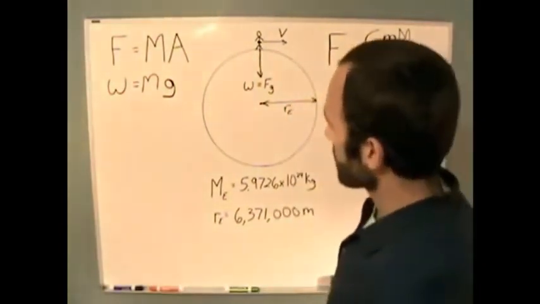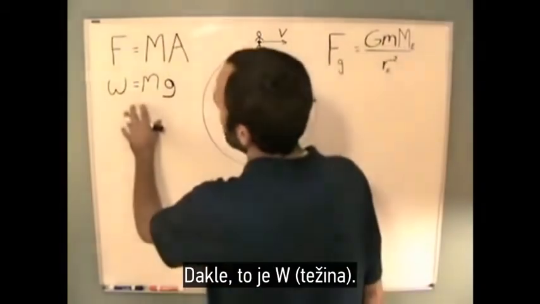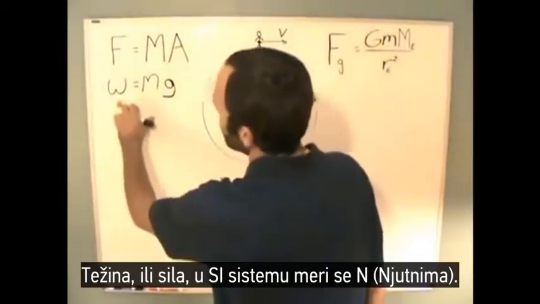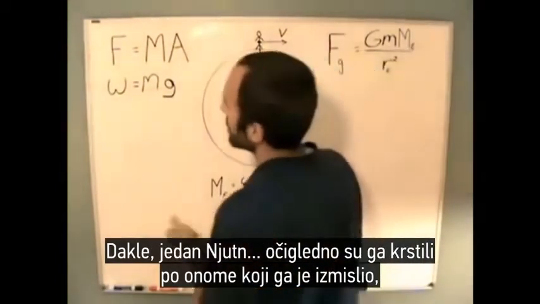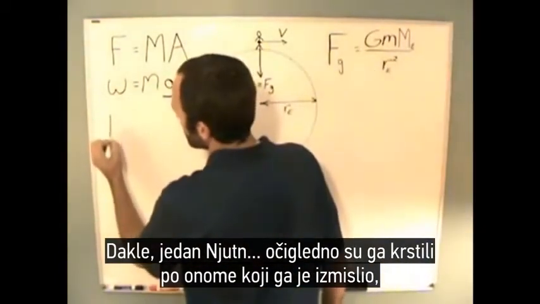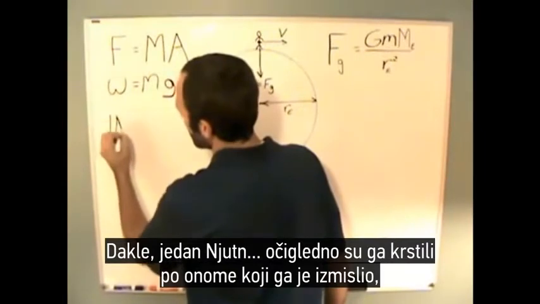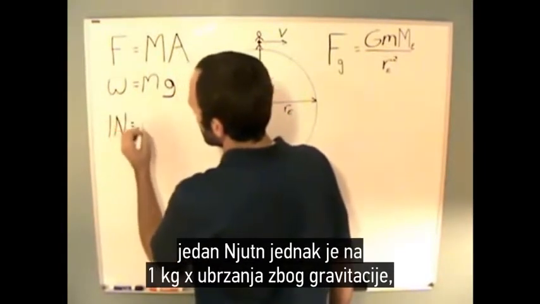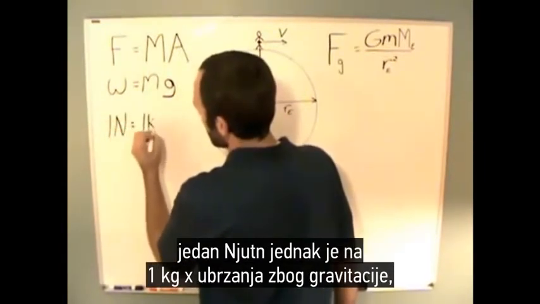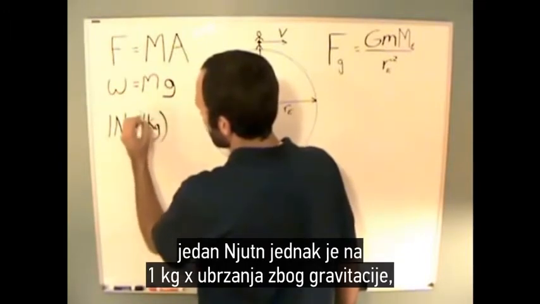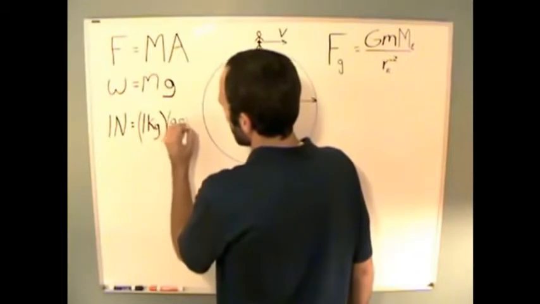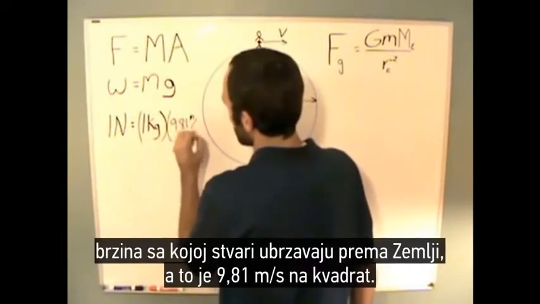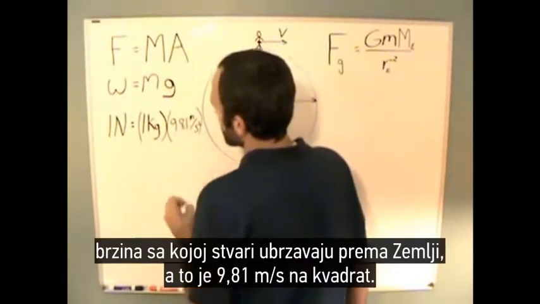Okay, so that's weight. Weight or force in the metric system is measured in newtons. So 1 newton, obviously they gave credit to the guy that came up with this, 1 newton is equal to 1 kilogram times acceleration due to gravity, or the rate at which things accelerate towards Earth, which is 9.81 meters per second squared.